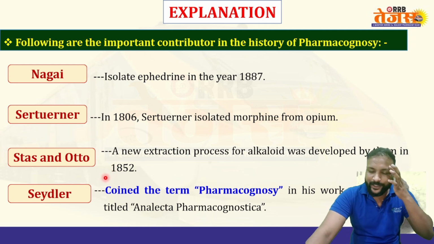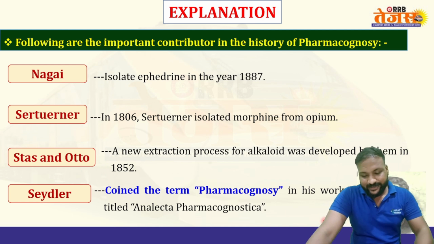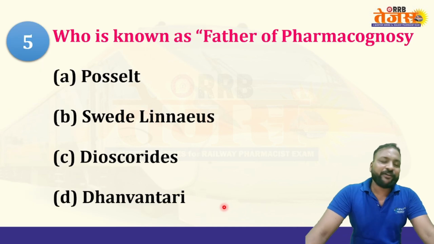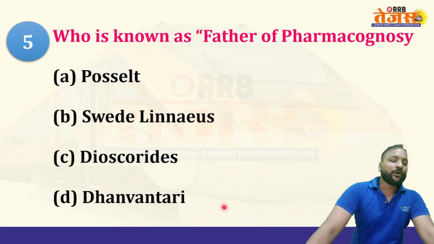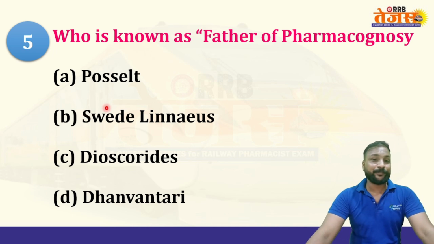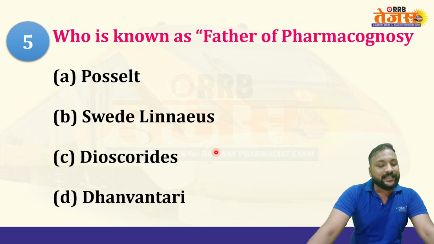They have developed a new extraction process for alkaloids. Okay. Now we'll go for the next question, the fifth question in this series. Who is known as the father of pharmacognosy? Option A, Posert; option B, Swedenlinnaeus; option C, Galen; and option D, Dhanvantari.